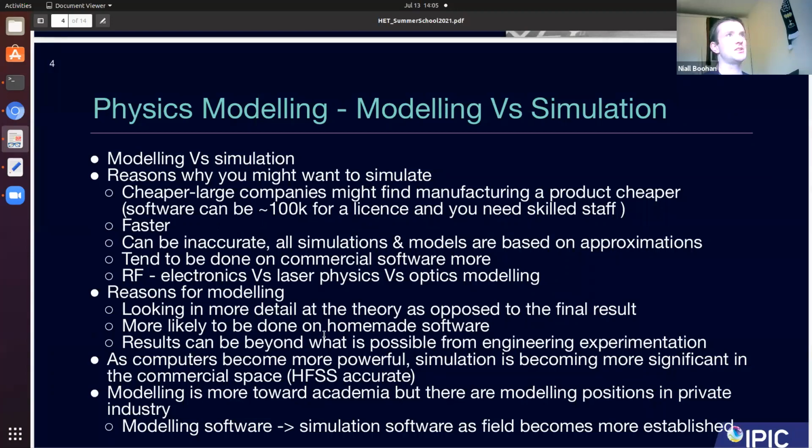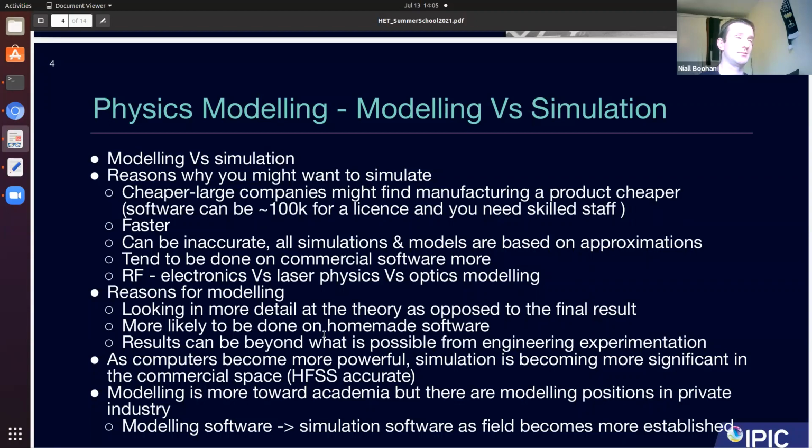Models and simulations can be inaccurate. They're often based on approximations, but they're faster. That's generally why you would do them, and generally they're cheaper as well. Simulation will tend to be done more in commercial software. You don't have to think about what is actually happening in terms of the maths in the model. You just know it works, and you put in the parameters and you get the results.